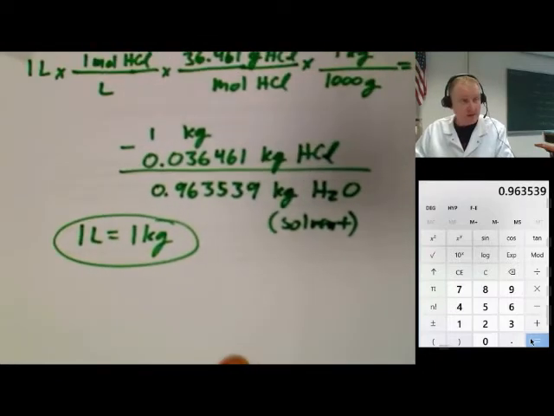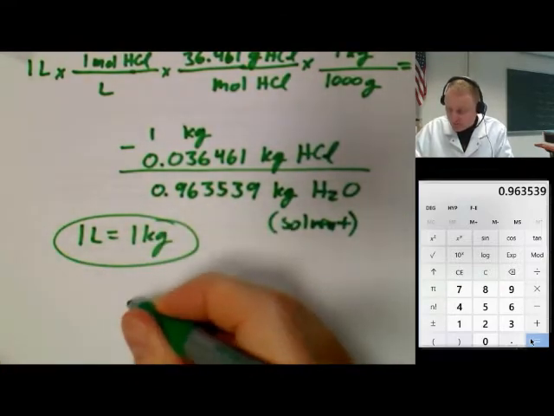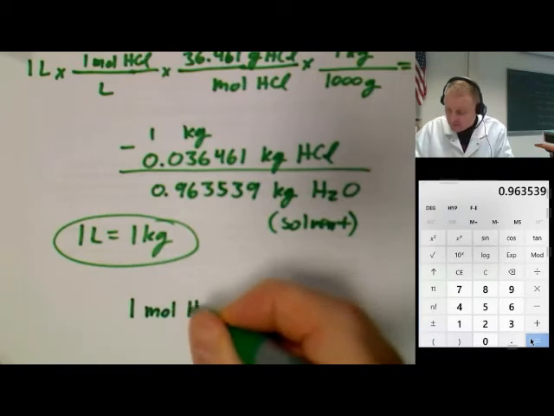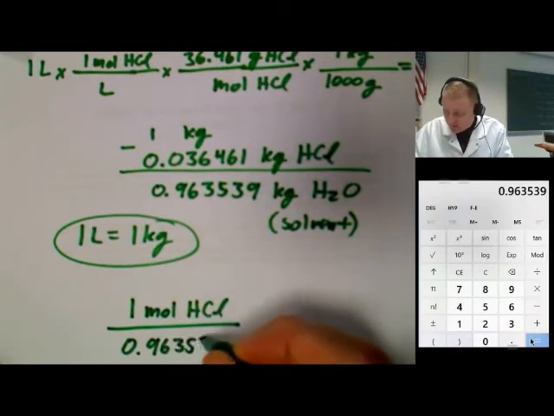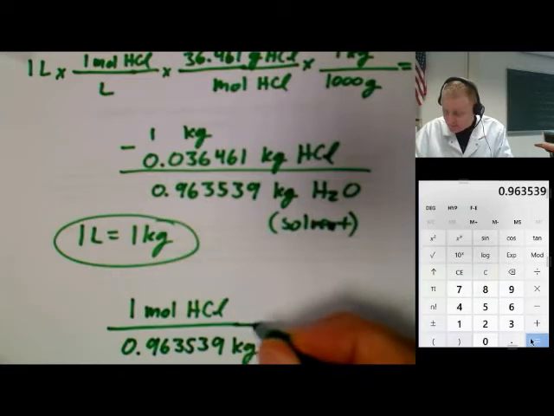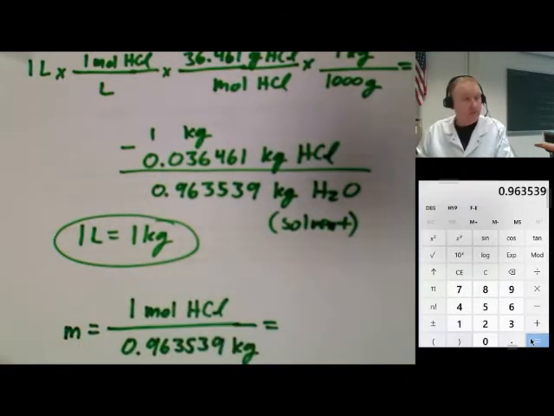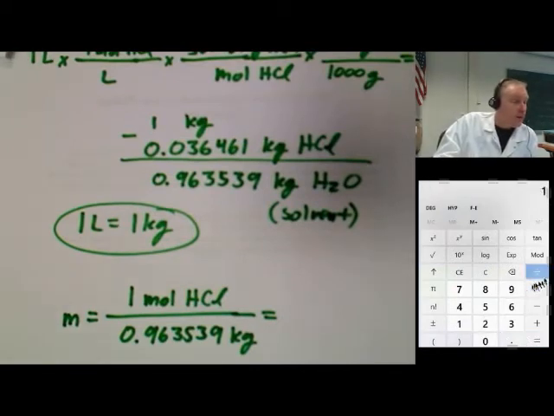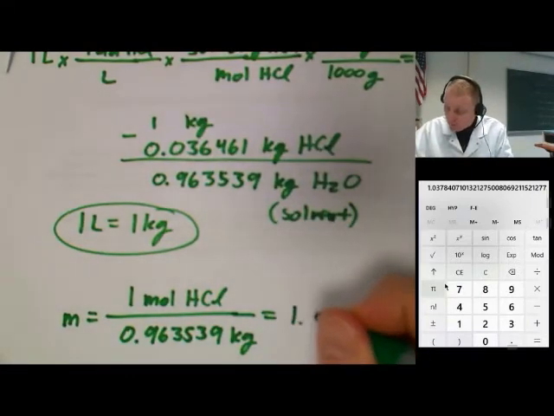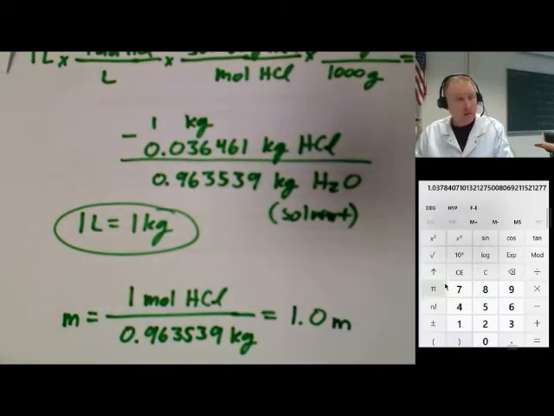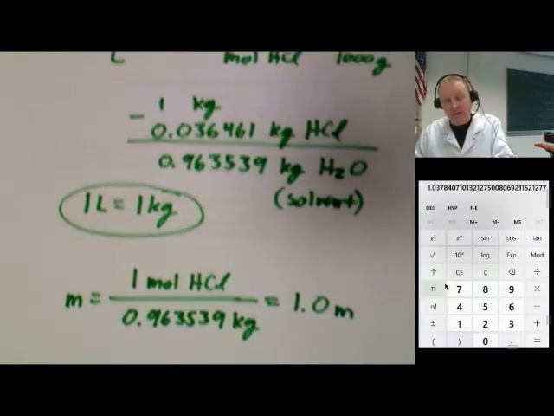Now we can plug that in. Now that we know the mass of our solvent, we can say, okay, now in this situation, we didn't have 12 moles. We have 1 mole of HCl per 0.963539 kilograms of solvent. That's what the molality equals. So 1 divided by 0.963539 equals, and with 2 significant figures, that would be 1.0 molality.